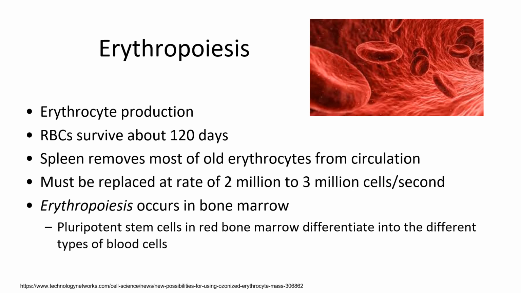And this erythropoiesis is going to occur in the bone marrow, where pluripotent stem cells in the red bone marrow will differentiate into all of the different types of blood cells. So all of the red blood cells and white blood cells and platelets. Remember that platelets, as we talked about in lab, are coming from megakaryocytes.